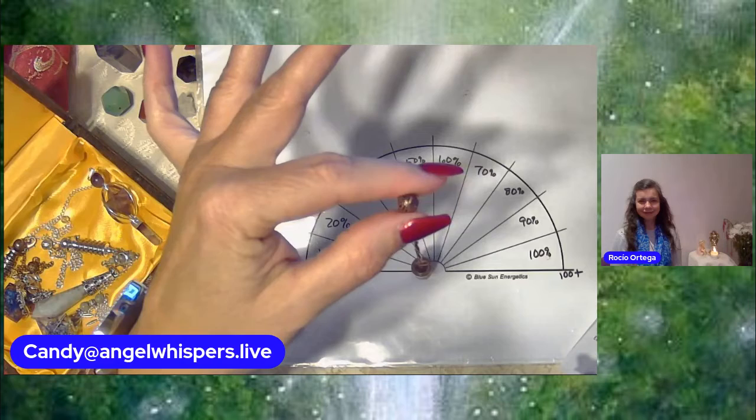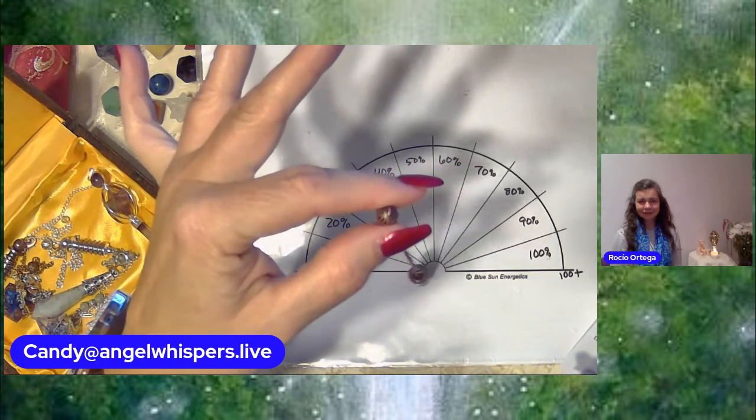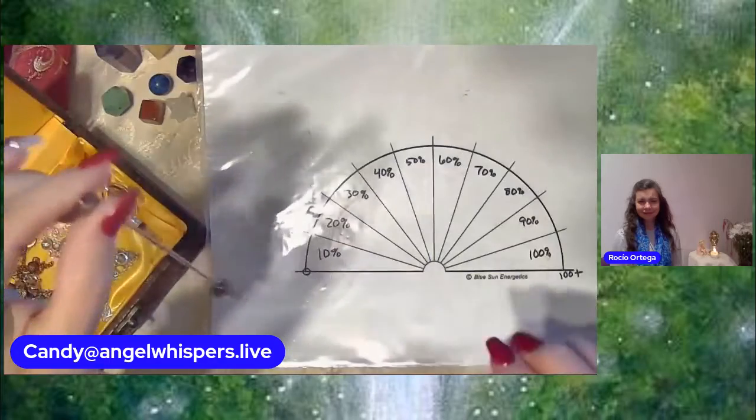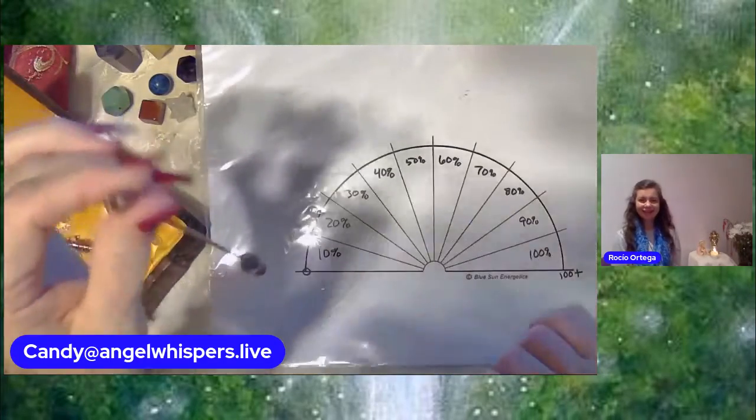What percent of my aura needs cleansing? And it's coming up 0 because I've done it like twice today. I've already cleansed myself several times. So at this point, I don't need it.